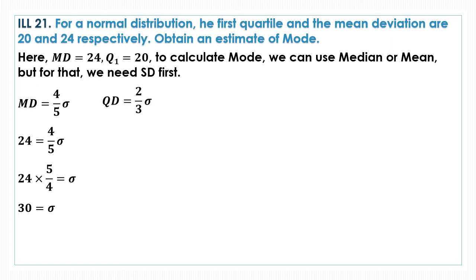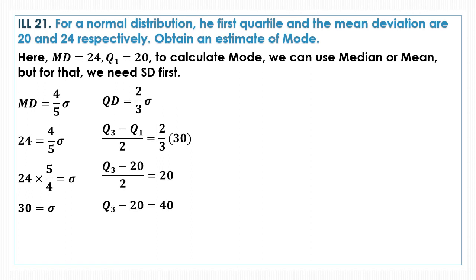Next, use the quartile deviation method. Why? You will need the third quartile for the purpose of calculating mean here. So quartile deviation is Q3 minus Q1 upon 2 is equal to 2 upon 3 into 30. So naturally you will get your answer as 20, and when you change the side of 2 it becomes Q3 minus 20 is equal to 40, and when negative 20 goes to the opposite side it becomes plus 20. So Q3 is 60 in this equation. You have got Q1, you have got Q3.